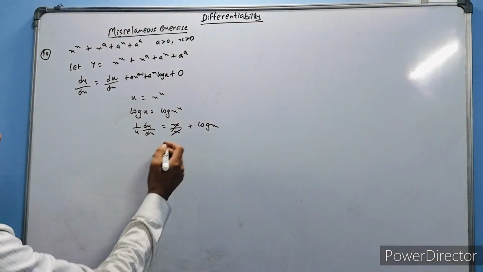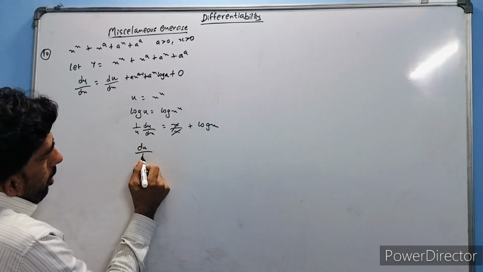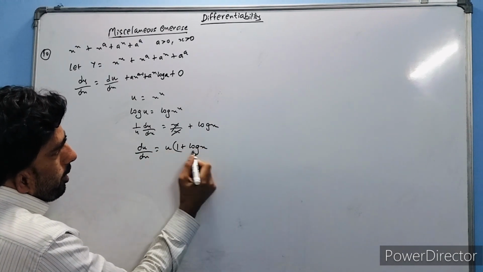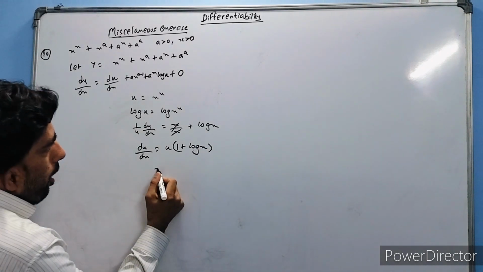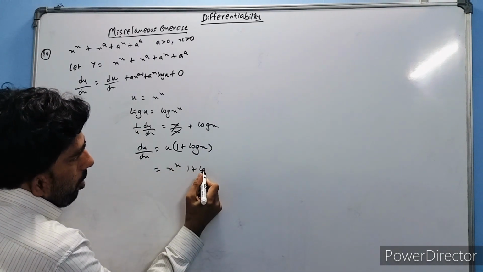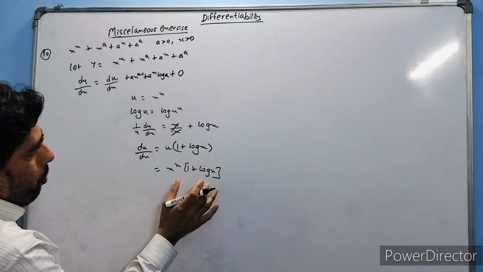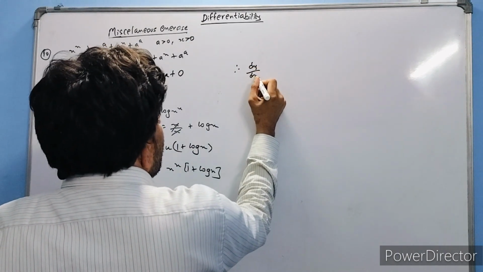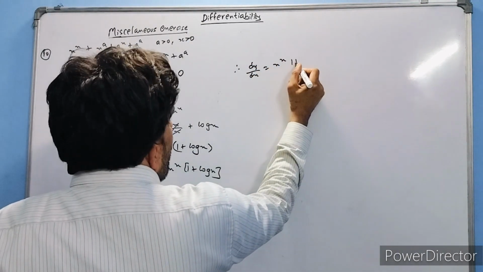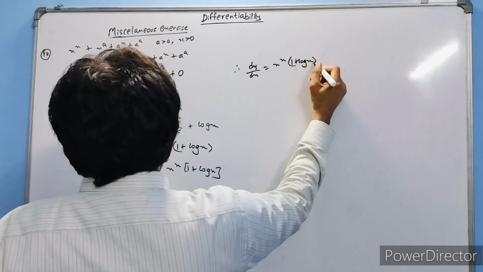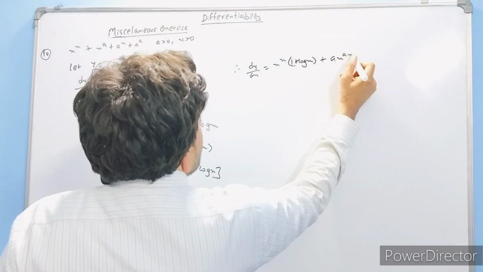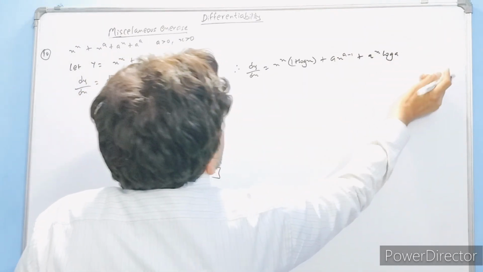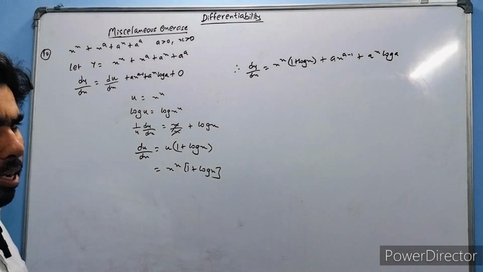Now what is left here? We'll take u there, u into 1 plus log x. Now what is u here we have taken? So we'll have x power x into 1 plus log x. So now we'll put this value here. Therefore dy upon dx will be x power x into 1 plus log x plus a x power a minus 1 plus a raised power x log of a. That is how we try to differentiate.